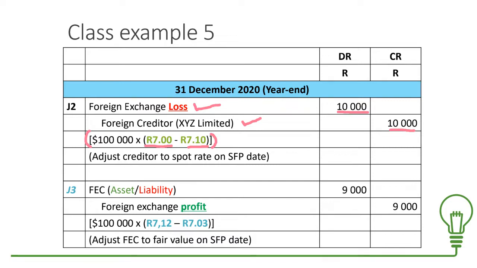Again, we can only use this calculation if we have direct rates. Remember, if we've got indirect rates, we must not use this calculation. We must multiply it out, so it will be 100,000 times 7 minus 100,000 times 7.10. Or in fact, if we're using indirect rates, we need to divide, so we wouldn't times it, we'd divide it. I just wanted to highlight that again: you can only use this calculation if you're using direct rates. Okay, so that's the loss on the creditor.